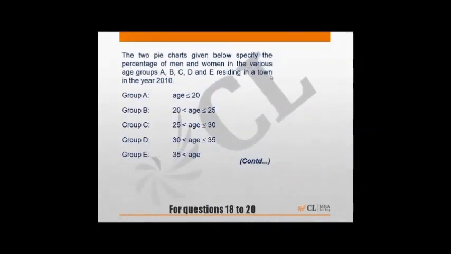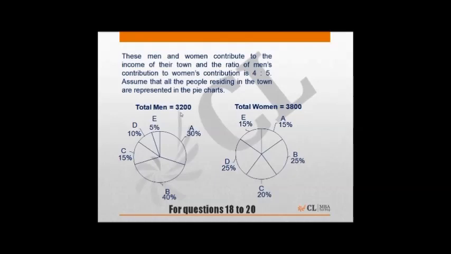Question 18 to 20, set of DI around 2 pie charts for me, as I said earlier. Let's quickly look at the data and understand how to solve these questions. 2 pie charts given below specify percentage of men and women in various age groups A, B, C, D, E, so 5 age groups, in a particular town for a particular year 2010. Total men is 3200, total women is 3800. So number of men in the age group A is 30% of 3200, and similarly for the others. These are simple numbers and calculation is not going to be an issue, hence it is a good set of data to look at.